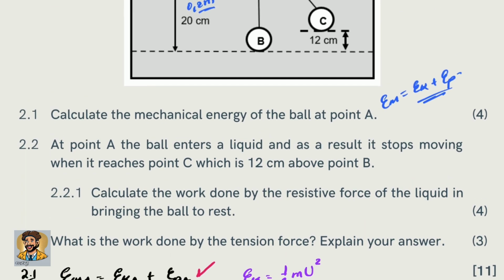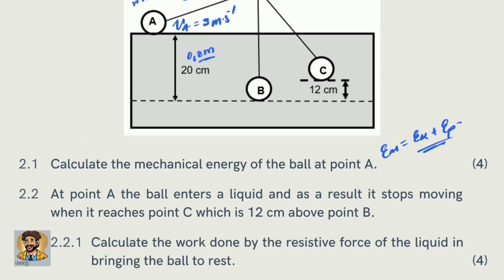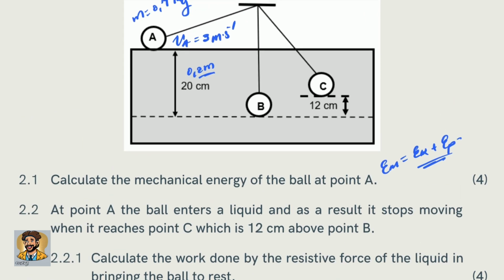Question 2.2. At point A, the ball enters a liquid, and as a result, it starts moving until it reaches point C, which is 12 centimeters above point B. So this is a liquid, as you can see there in the picture, it looks like a liquid.